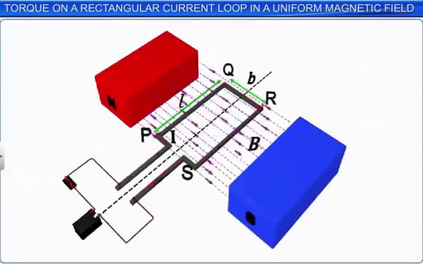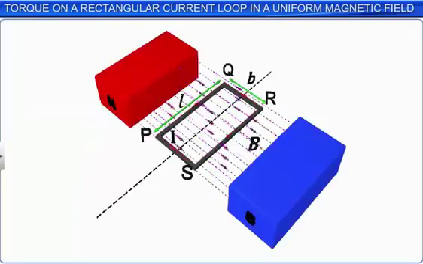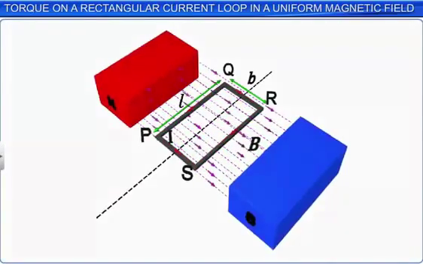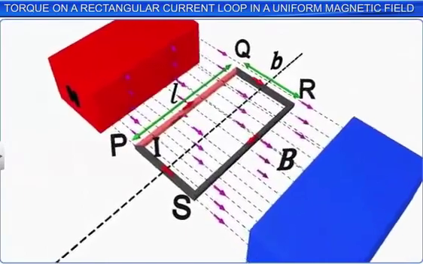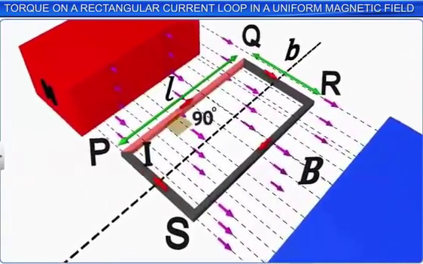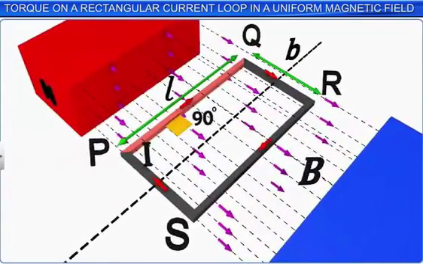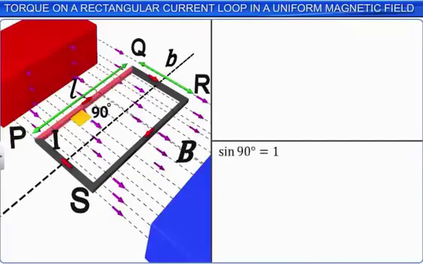To simplify the understanding of the topic, we neglect the ends of the loop from where the current enters and leaves the loop. The magnetic field exerts some force on the arms of the current-carrying rectangular loop. The direction of current in the arm PQ of the loop is perpendicular to the direction of the magnetic field. Sin 90 is equal to 1.